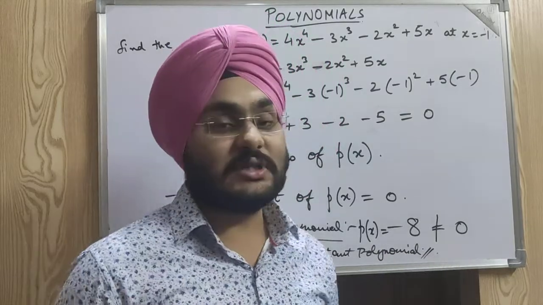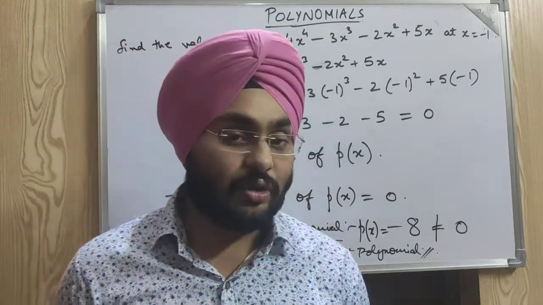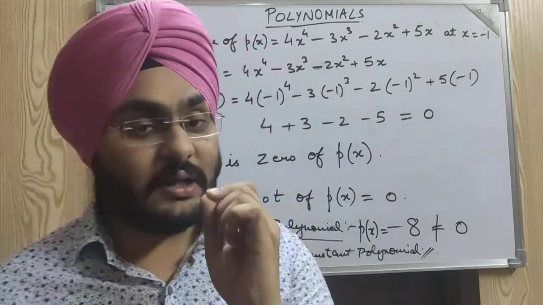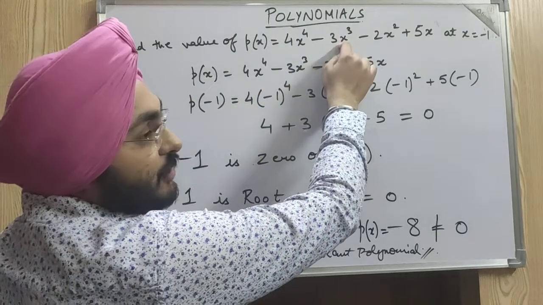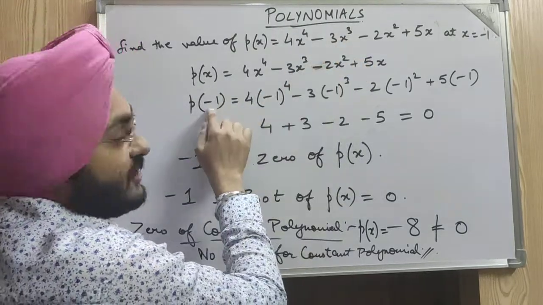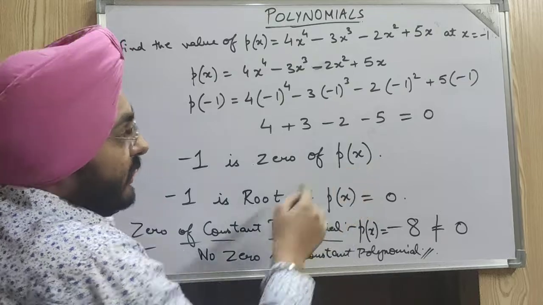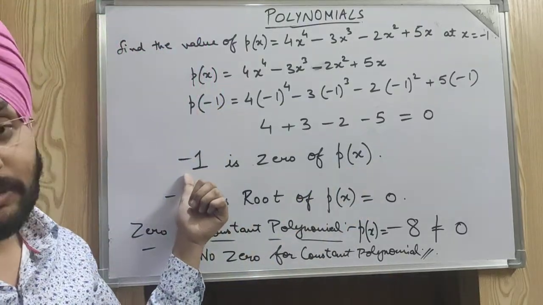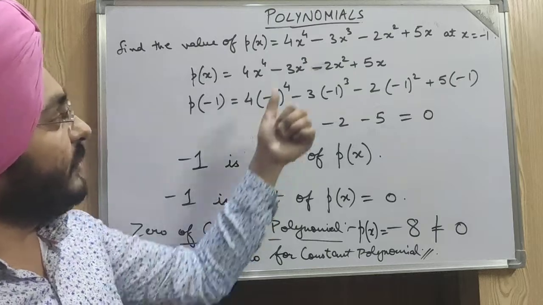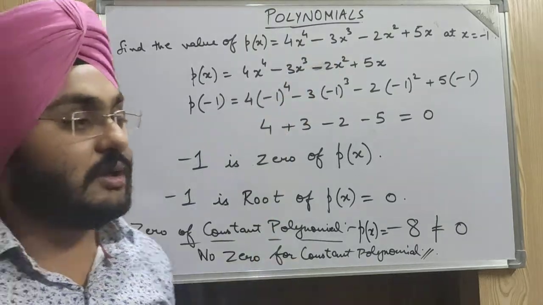Keep this in mind: there is no zero for a constant polynomial. For a polynomial like this one, I can simply say it has minus 1 as its zero. It can also have more than one zero. Is it clear? So maximum, basically, okay.